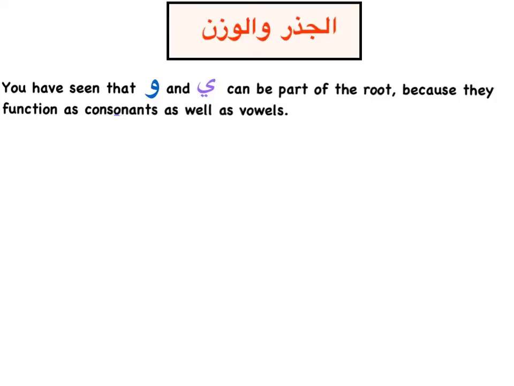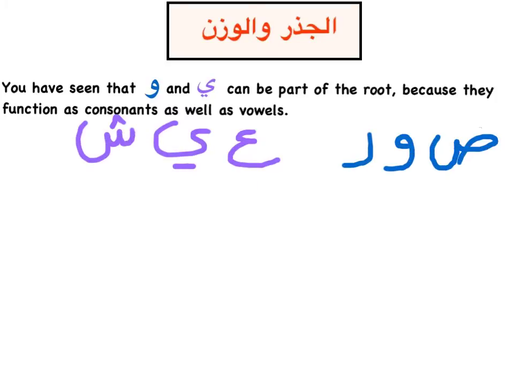You have seen that waw and ya can be part of the root because they function as consonants as well as vowels. For example, we have صورة. See, صورة is to take a picture. Waw is part of the root sad, waw, ra. Same goes for عايشة, which is the root for عاش, to live, or يعيش, living.